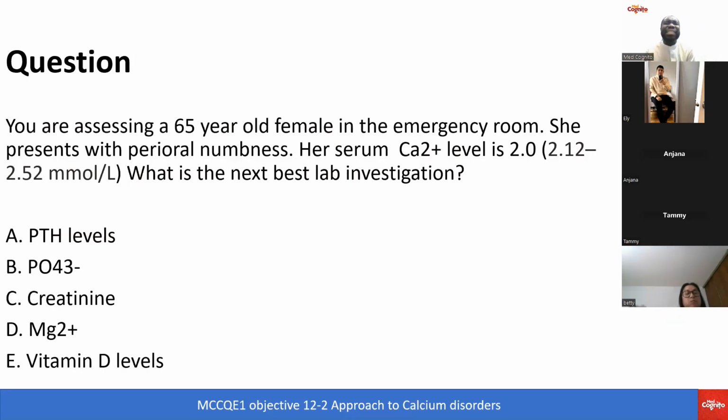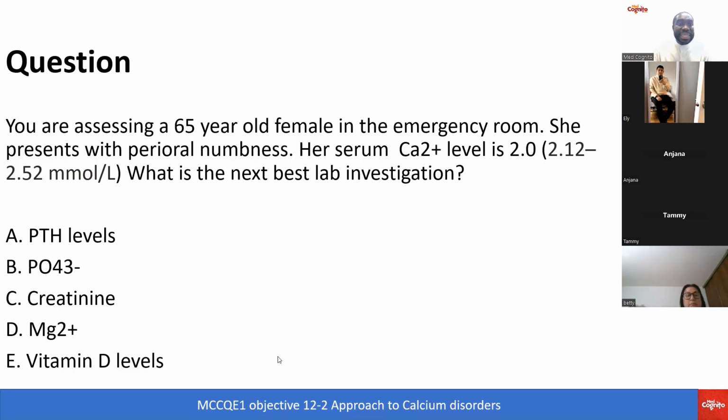So you are assessing a 65-year-old female in the emergency room. She presents with perioral numbness. Her calcium level is 2.0, and the normal range for calcium for your exam purposes is 2.12 to 2.52. What is the next best laboratory investigation? You are assessing somebody with hypocalcemia. And remember that with these MCQs, in the exam, you should be able to solve an MCQ within 1 minute. So you have somebody with hypocalcemia. What is the next best investigation? That's all that the question is asking about.